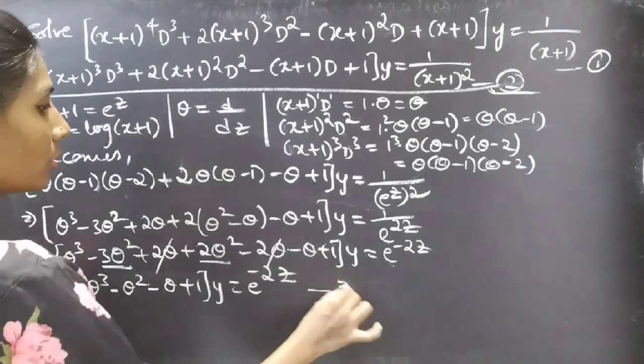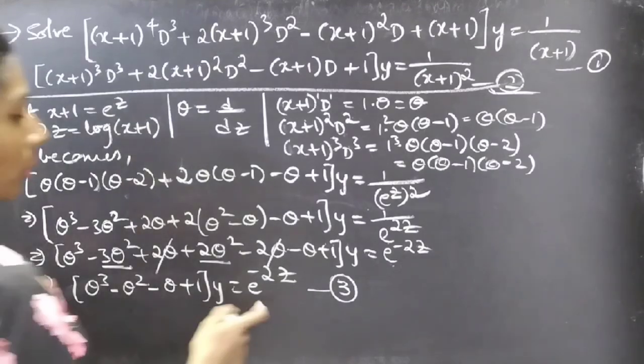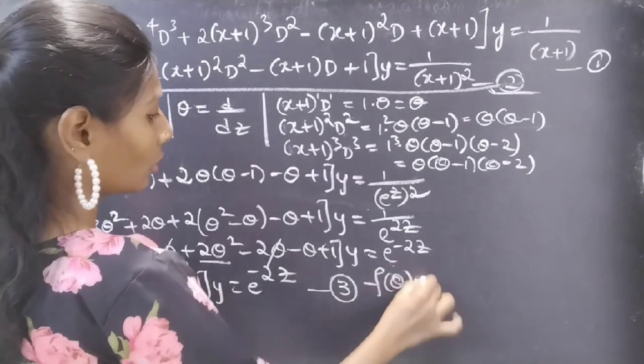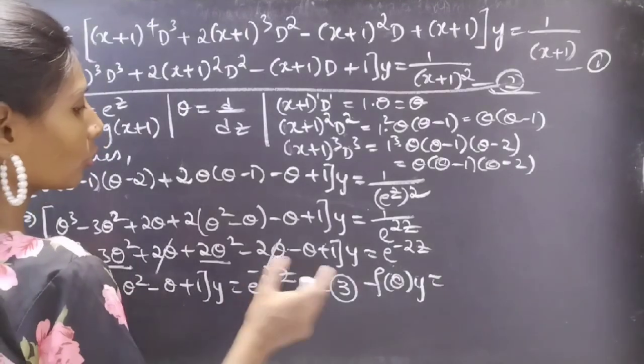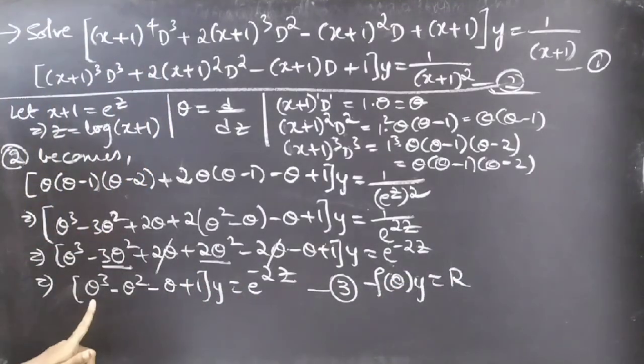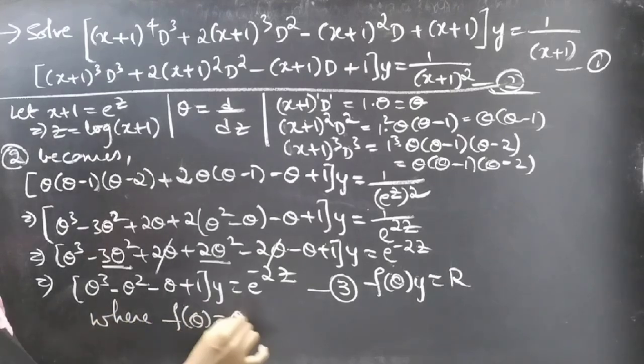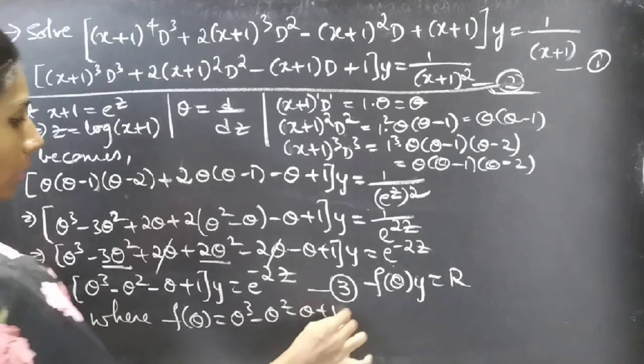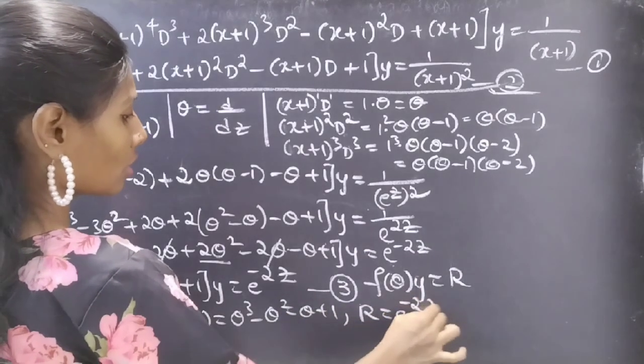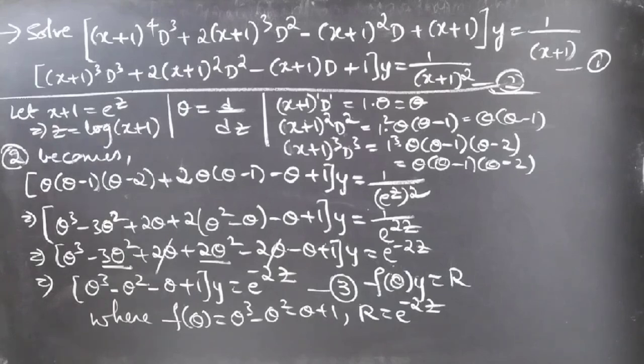Consider it as equation number 3, which is an operator form, say f of theta into y equal to some function of z. I'll write the function of z, or the RHS part of the reduced equation, as r, where f of theta equals theta cube minus theta square minus theta plus 1 and r equals e power minus 2z. So here we have reduced the given differential equation to a differential equation with constant coefficients. So now we are going to find the solution to this equation.